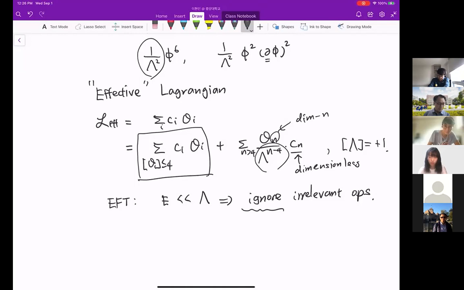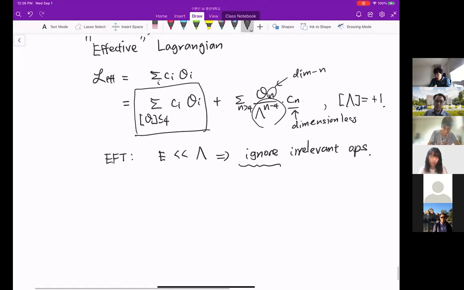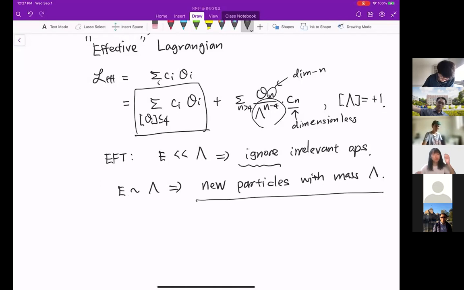How then does the higher order interaction become relevant? They are irrelevant because we are at low energy, but they become relevant if the energy is comparable to this lambda. Then you can start to see new particles with the mass lambda. But then we don't know up to which terms to keep in your series expansion, because of one over lambda, all the higher order terms you need to keep. And then you need to deal with the infinite series.